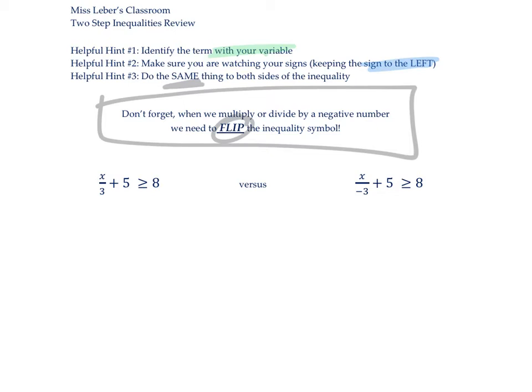So again, I'm going to identify my term with the variable in it. I see here that I've got x over 3, or x divided by 3, and I'm going to bring down that inequality symbol of greater than or equal to. Then I'm going to keep on keeping on, and I see that I've got a plus 5 right here. The opposite of plus 5 is to subtract 5 on both sides. The positive 5 and the negative 5, the plus and minus, will cancel out and give me 0 on the left. You can use your handy dandy calculator or mental math to do the side on the right. 8 minus 5 is indeed going to give me 3, and I'm left with a one-step inequality.